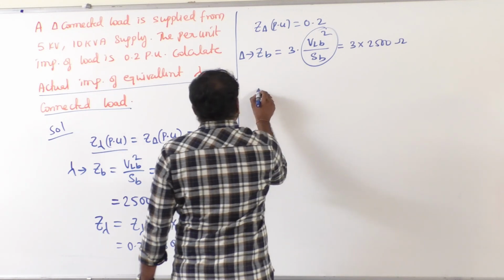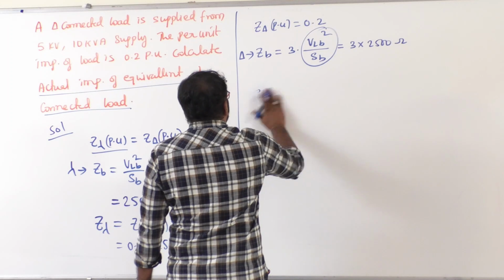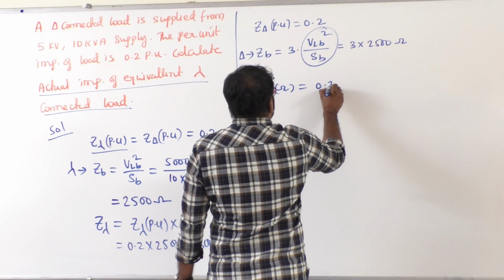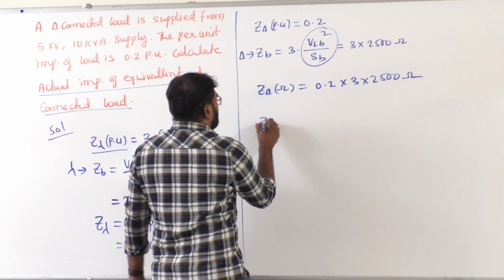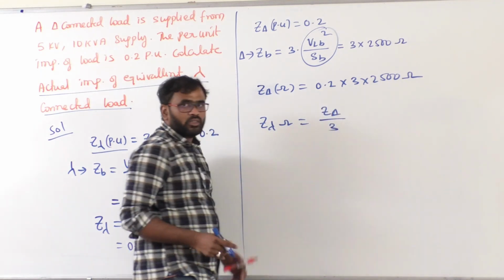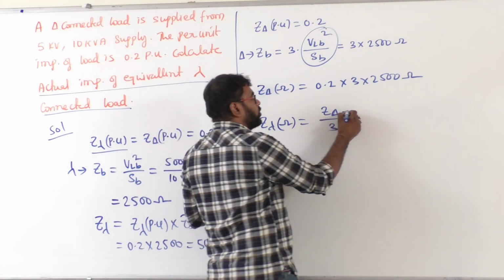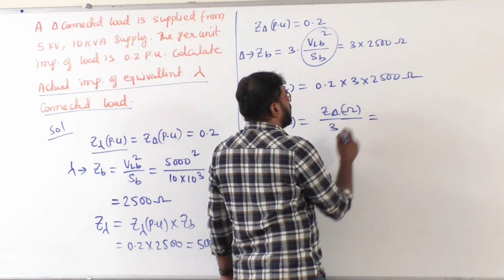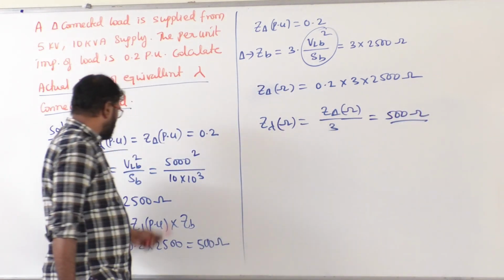So what is now the equivalent Z star? But before that, Z delta actual in ohms is equal to 0.2 into 3 into 2500 ohms. But what about Z star in ohms? We know that is Z delta by 3. I am talking about actual values. So Z star actual equals Z delta actual by 3, the star delta conversion. If I divide by 3, I get 500 ohms.